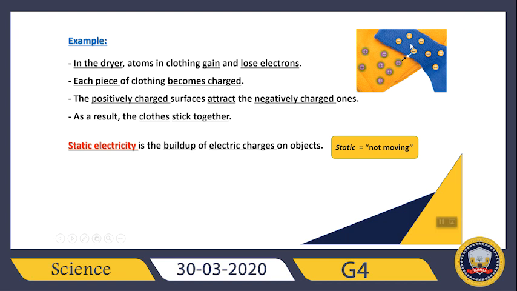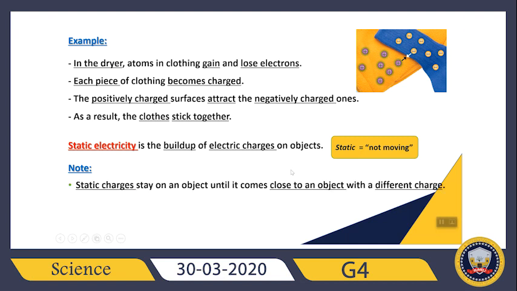Like here, these clothes on the dryer, like this girl's hair while combing, and so on. Static charges stay on the object, keep staying on the object until it comes close to an object with different charge. So these positive charges are still staying at the same place until another object of different charge comes towards it, like this example of the clothes in the dryer.